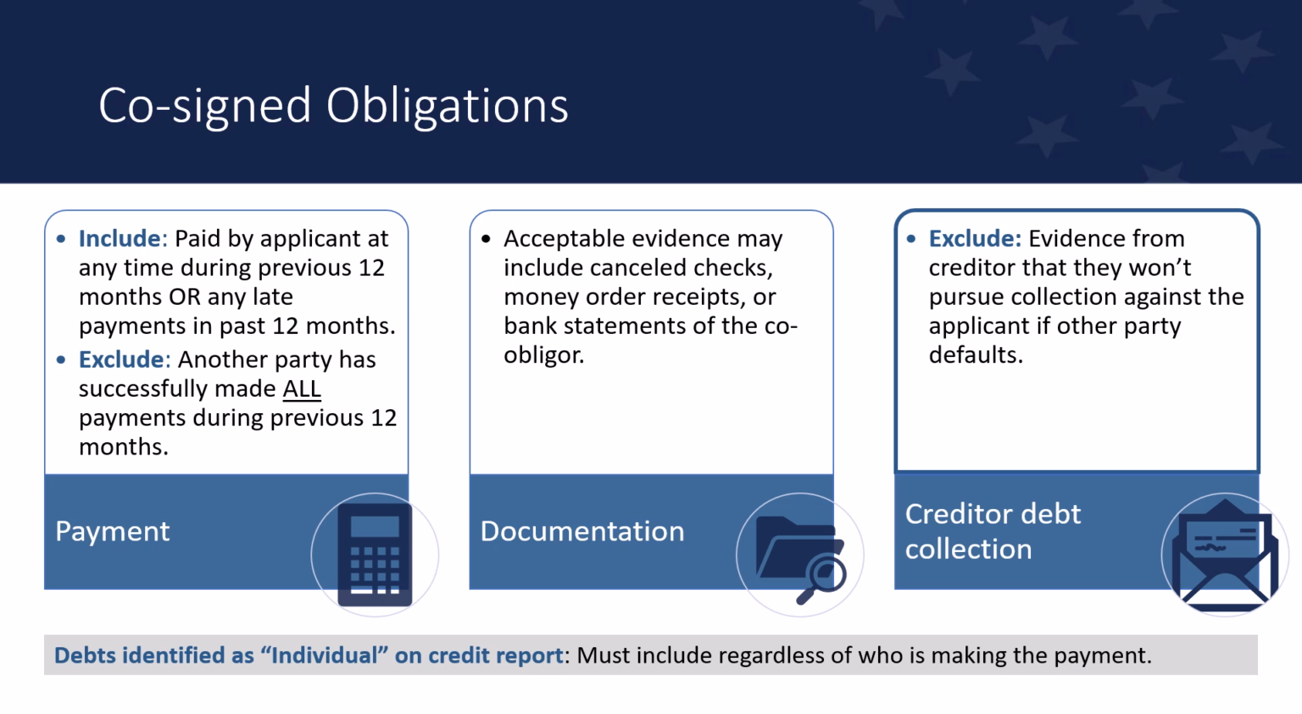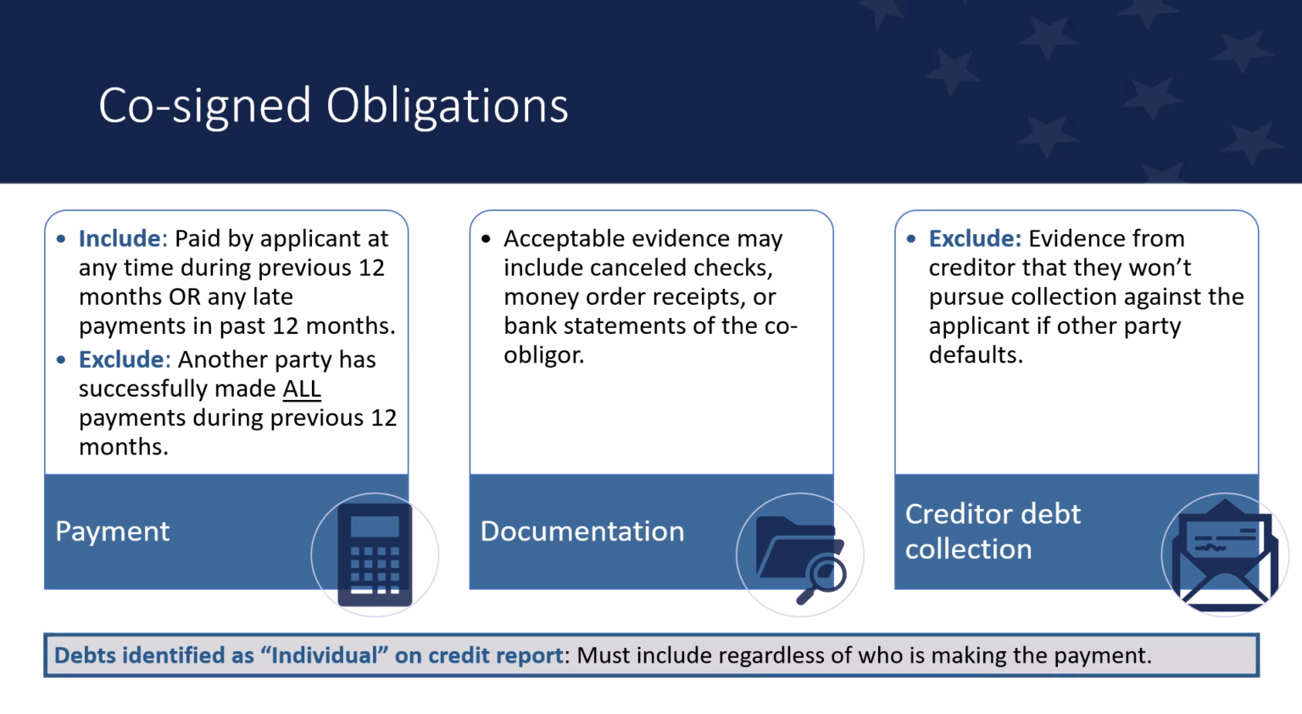If the applicant can provide conclusive evidence from the creditor that they will not pursue debt collection against the applicant should the other party default, the 12-month payment history of the additional party is not required. Debts identified as individual on a credit report must be included in the debt ratio, regardless of who is making the monthly payment. For example, if parents are paying car payments on behalf of the applicant and the loan is solely in the applicant's name, in this situation, the payment must be included.